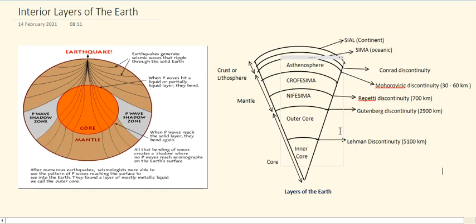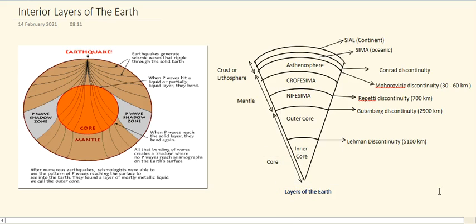Then the core is further divided into two halves, the outer core and inner core. The outer core is liquid or semi-liquid in nature, and the inner core is solid in nature.